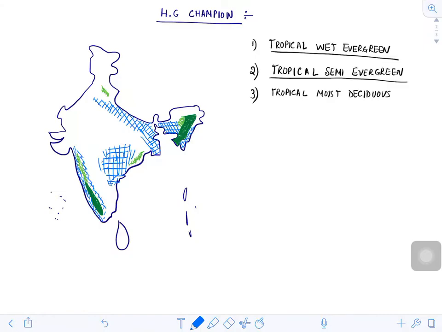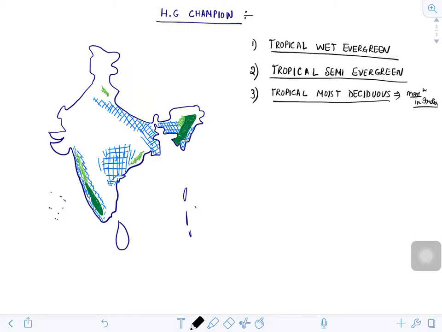Bear in mind, this tropical moist deciduous is the maximum in India. The density of tropical moist deciduous is the maximum in India.